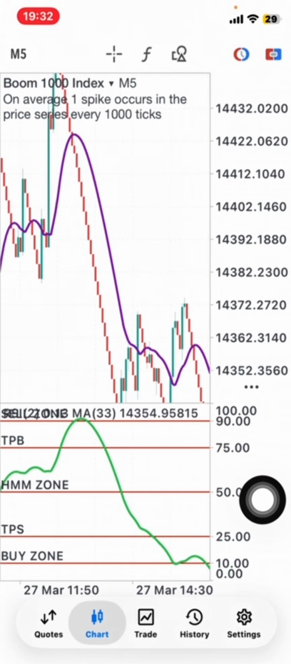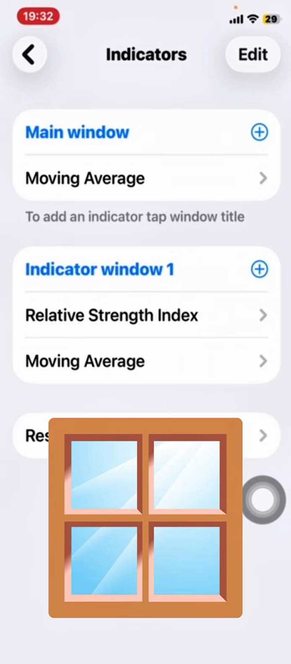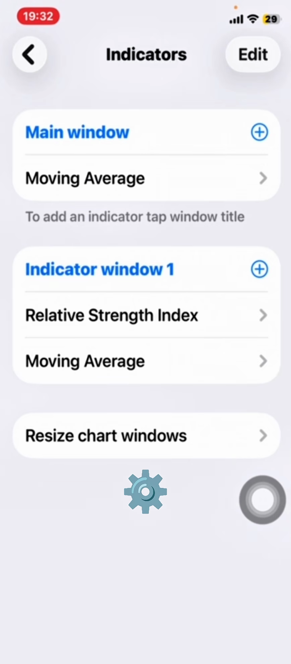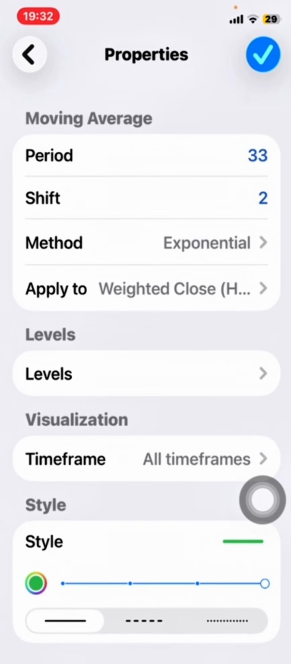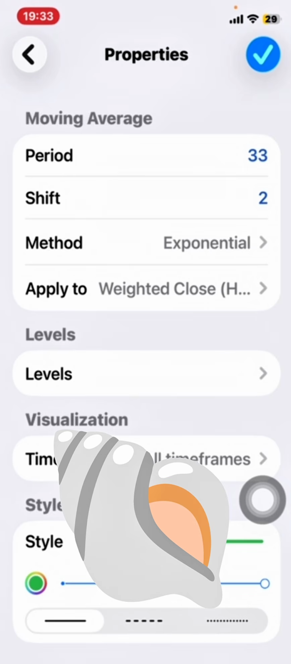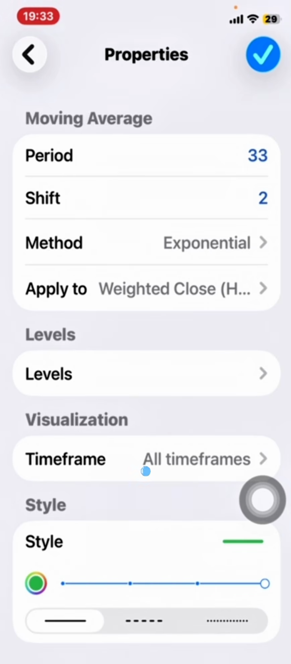That's just it. So let's go to the window indicator 1. Also have a moving average inside. So add the settings for the moving average. If you look at it here, the moving average has period 33, shift 0, method exponential, applied to weighted close, HLCC/4. The style is green. You can use any other style you want.